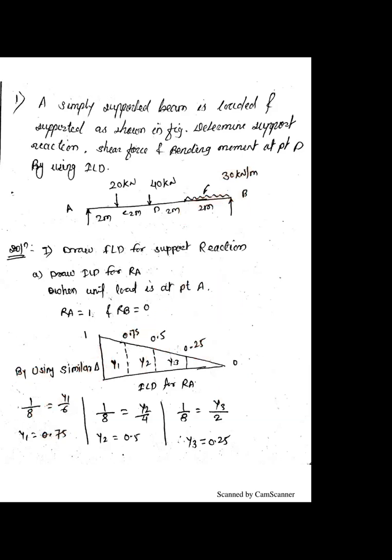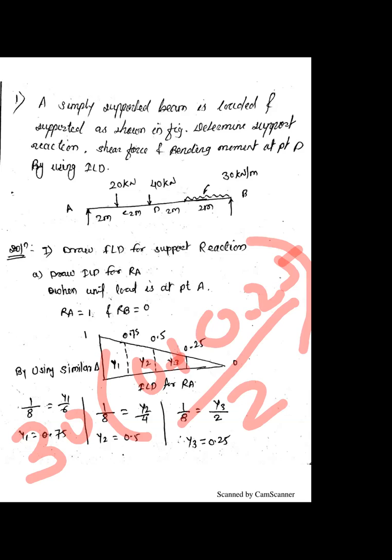Okay, means 30, intensity of UDL, into 0 plus 0.25 divided by 2. Okay, intensity of UDL into the average of two coordinates. Where are these two coordinates? Starting point of UDL and end point of UDL. Starting is 0.25, end is 0, divided by 2. Okay, and the whole multiplied by the length of UDL. Length is 2.